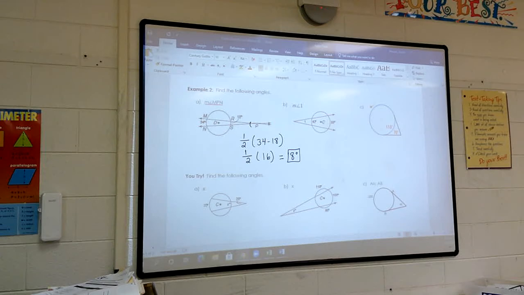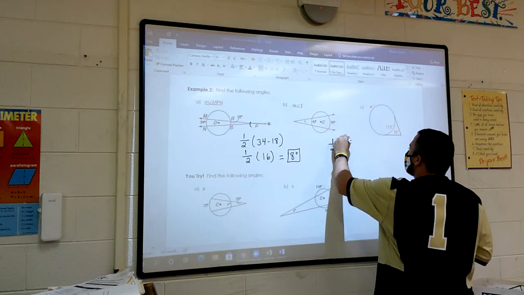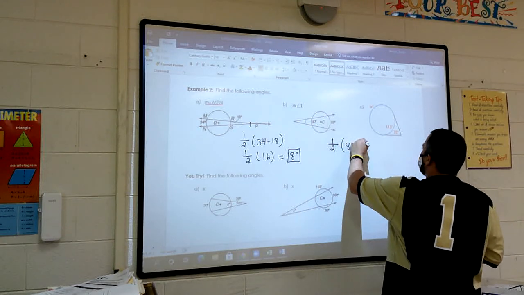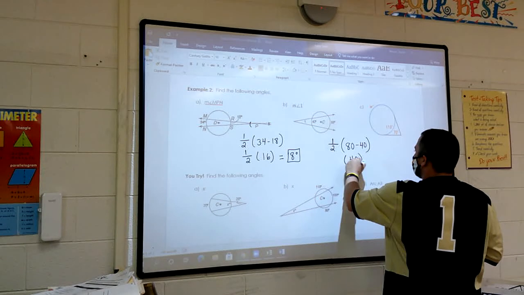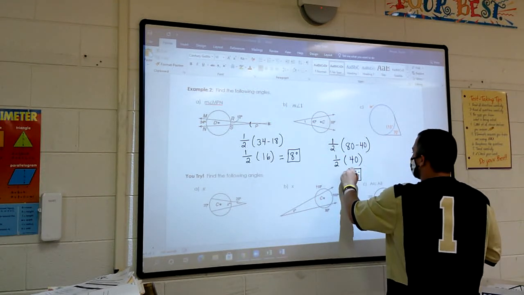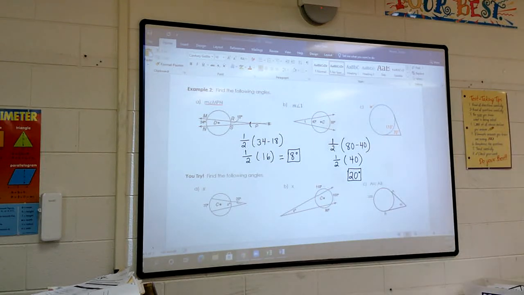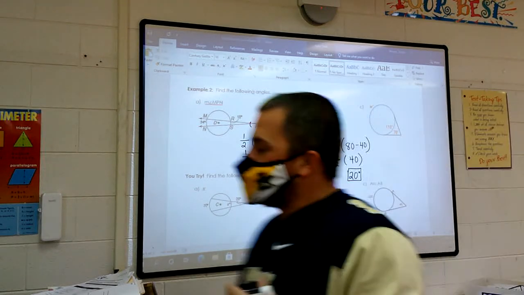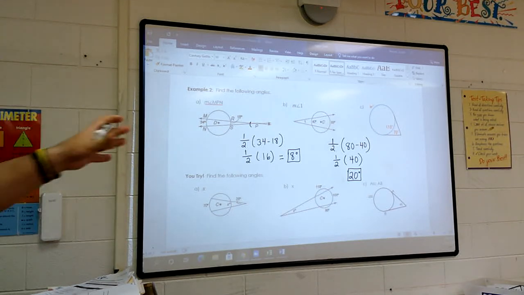Let's look at B. Same thing. What are we subtracting? Yeah, so 80 minus 40. 80 minus 40 gives us what? 40. And half of 40 is? Yep, 20 degrees. So we're left with 20 degrees as our answer there for B. So again, we're doing some pretty basic stuff there. We're subtracting them, dividing by 2.